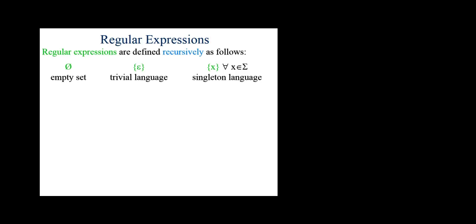A trivial language is the language containing the empty string, which is different than the empty set, because this trivial language is not empty and the empty set is empty, so they're not the same thing. One is not the same as the other. And then you have the singleton language containing just a single character from the alphabet. So for every character X, a member of sigma, the alphabet, you have just X as a single-string language, a singleton language, one string only.